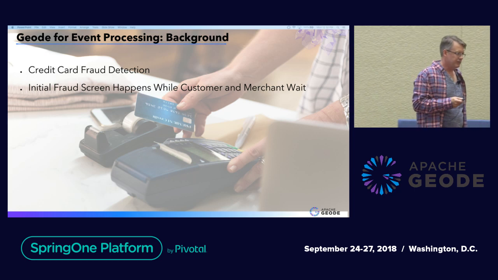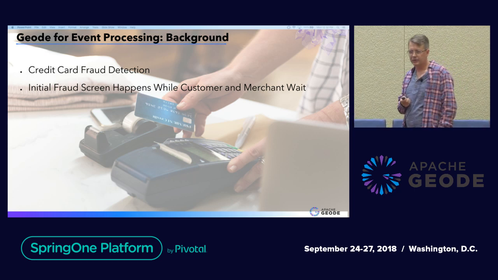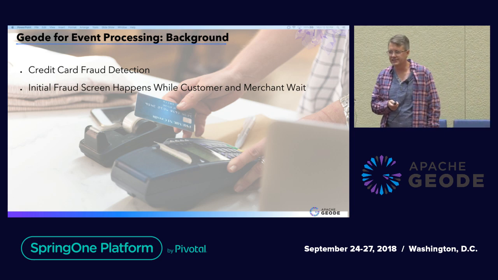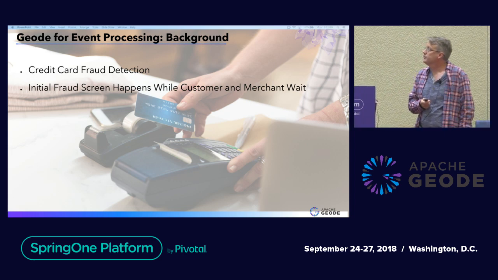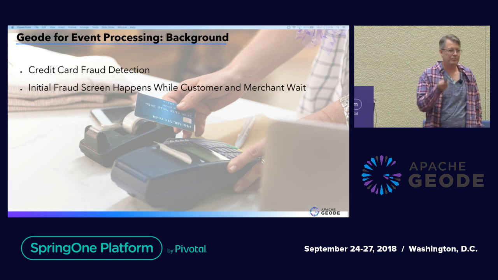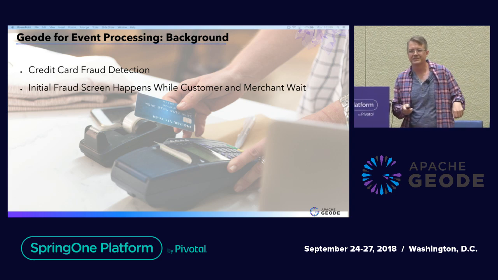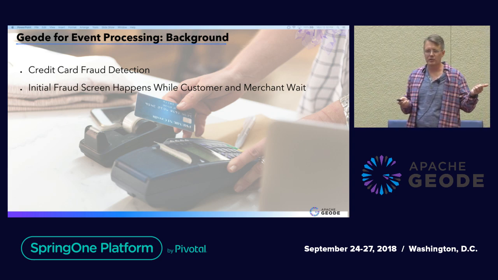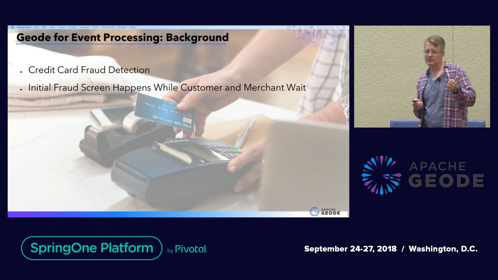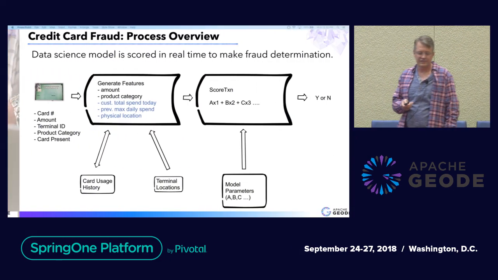All right, this is Geode for event processing. The scenario I want to talk about is credit card fraud detection. This, again, clearly has to be fast. It happens while the customer and the merchant are sitting there waiting. And not only that, the fraud check is only one part of the operation, right? You've got to do the banking stuff too. So it has to be fast, and it's very high volume.